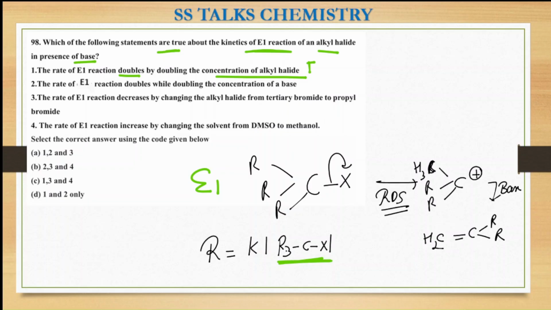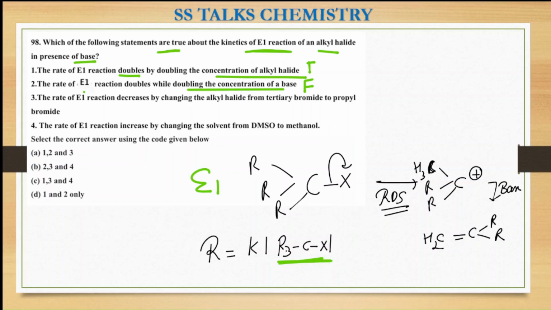Next is, the rate of the E1 reaction doubles with doubling the concentration of base. So is it a true statement? The answer is no, because the rate of the E1 reaction is independent of the concentration of the basic medium that we are having. So this one is going to be your false statement.